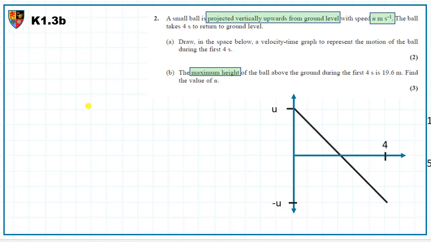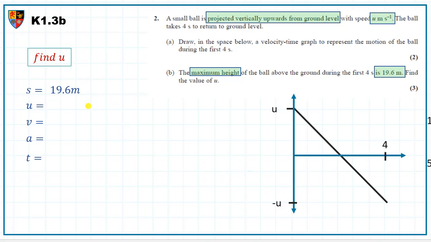We want the max height. Actually, we're told what the max height is. My bad. And we want to find u. We're told the max height. We want to find u. They talk about the first 4 seconds. That doesn't matter. That's a bit of a curveball there. Because we already know from drawing the graph that it took 4 seconds to get back down to the ground. Which means, how long did it take to get to the max height?